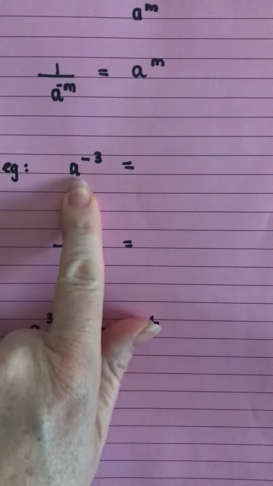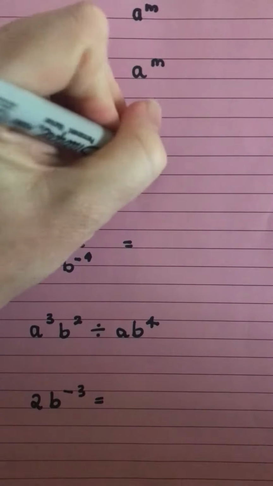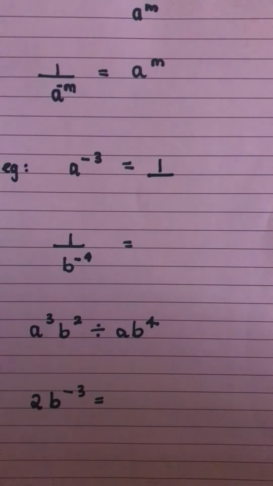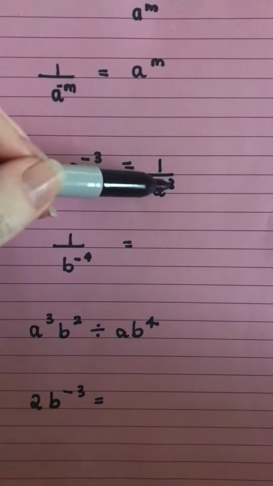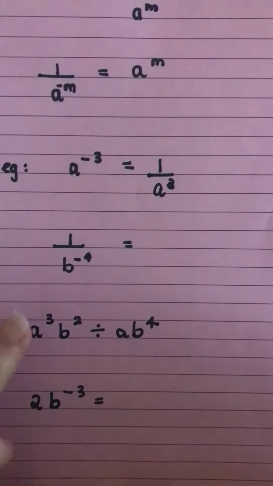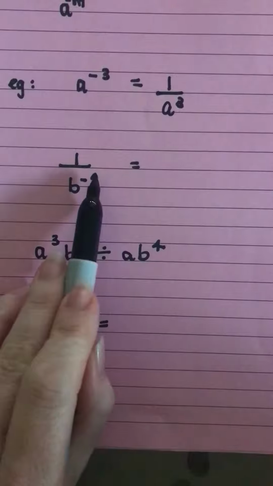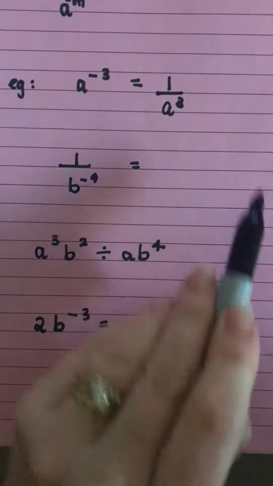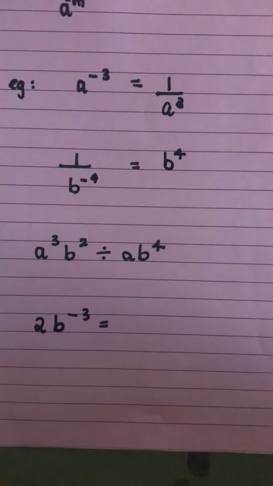So we've got a to the negative 3. So we've got a negative. We're going to take that to the bottom of the fraction. So we're going to write 1 over a to the power of 3. So the index has become a positive number now because we've taken it to the bottom of the fraction. Here we've got 1 over b to the negative 4. So we don't want the negative there, so we're going to bring that b to the top and make it b to the power of 4.